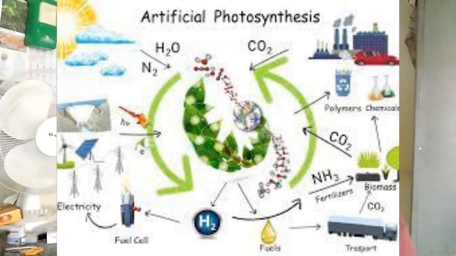Yes, now we can discuss one good topic, that is artificial photosynthesis. What is artificial photosynthesis? How will it be useful? Benefits of artificial photosynthesis. We can now learn that. So, artificial photosynthesis is a chemical process that biomimics the natural process of photosynthesis to convert sunlight, water and carbon dioxide into carbohydrates and oxygen.